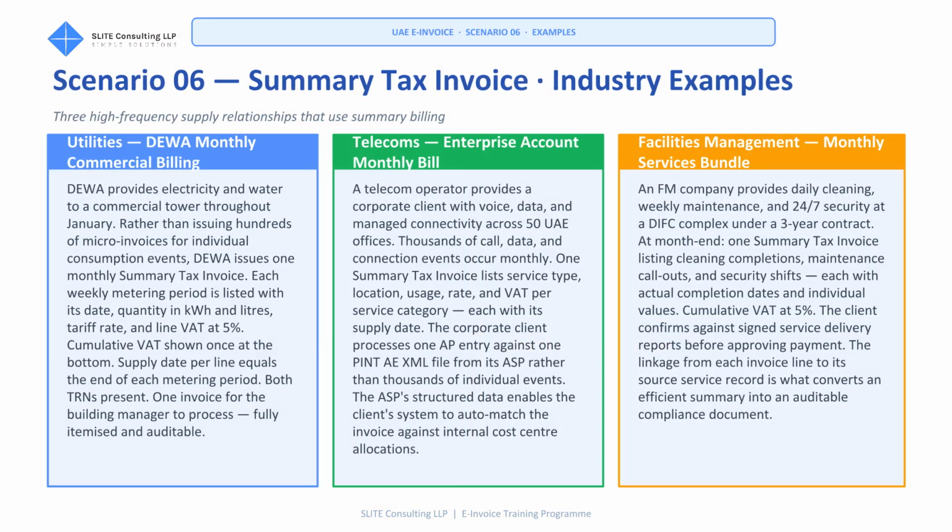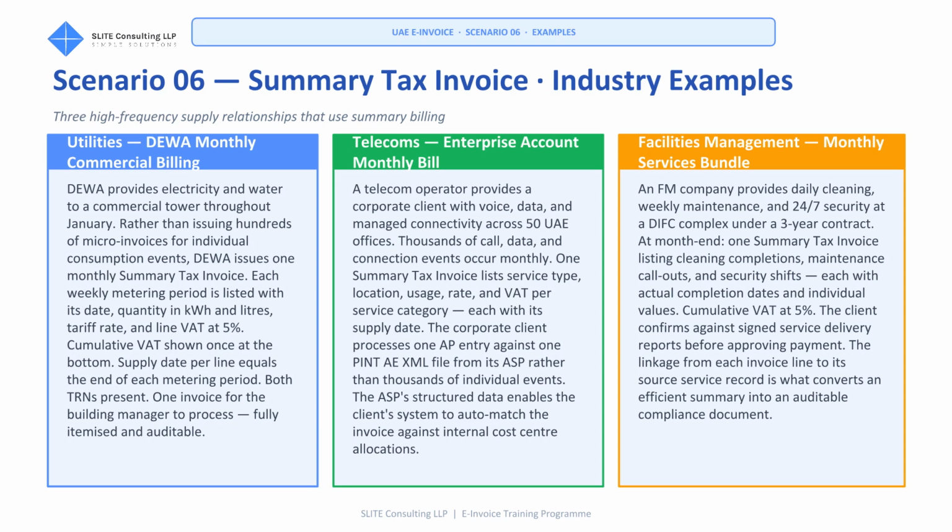First, utilities. DUA provides electricity and water to a commercial tower throughout January. Rather than hundreds of micro-invoices, one monthly summary tax invoice, each weekly metering period listed with date, quantity, tariff, and line VAT at 5%. Both TRNs present. Supply date per line equals the end of each metering period. One invoice to process, fully itemized and auditable.